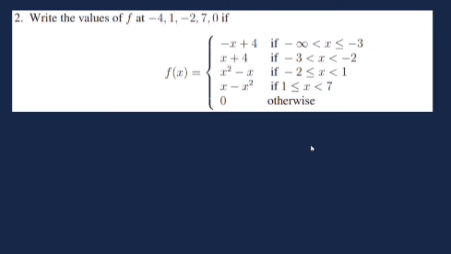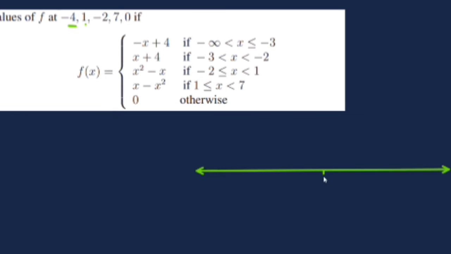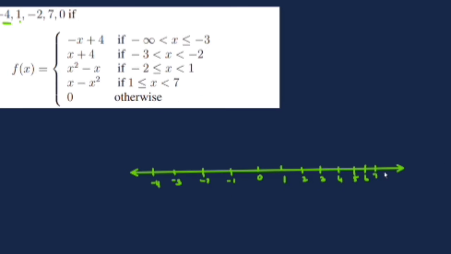Now next one: write the values of the function f at -4, 1, -2, 7, 0, if this is the function given. The function is given like this. So first let us check where this minus 4 is. If you draw the number line, you should know where minus 4 is: 0, minus 1, minus 2, minus 3, minus 4, up to 7, etc.